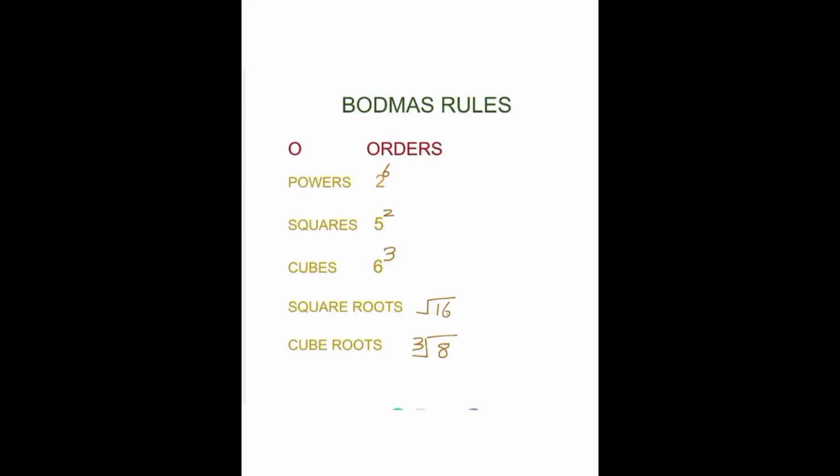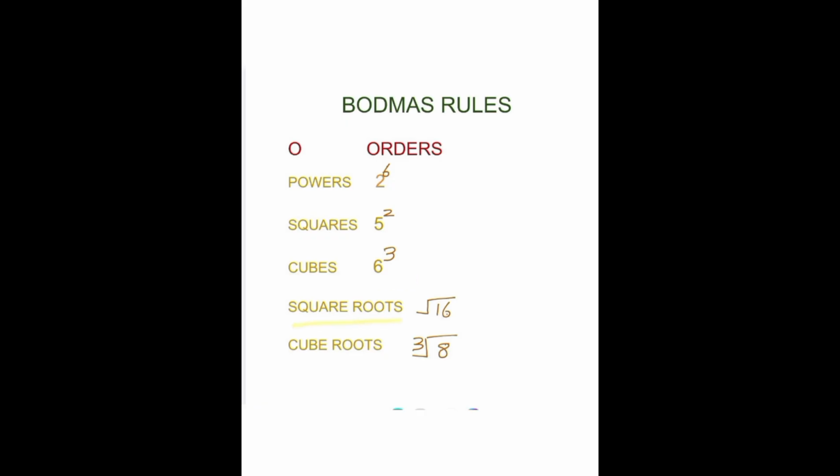Next comes order. O for order means powers, squares, cubes, square roots, cube roots. Power means power of any number. For square, a number with power 2, 5 squared. For cube, a number with power 3, 6 cubed.